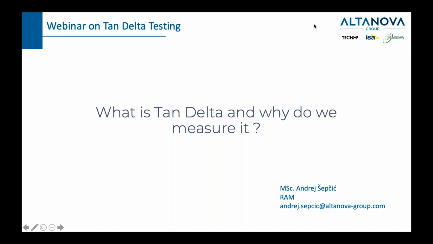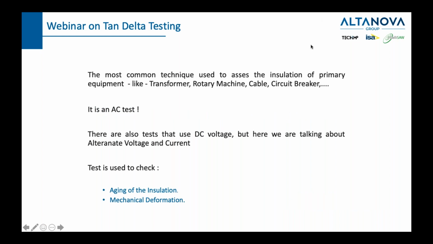So the first thing we're going to talk about here is what is tan delta? Well, tan delta is the most common technique used to assess the insulation of our primary equipment. This can be a transformer, and today we'll talk mostly about transformers, but you can also apply this on a rotary machine like a generator or a motor, or on a cable or on a circuit breaker. Anything that has electrical insulation, you can test it using tan delta.